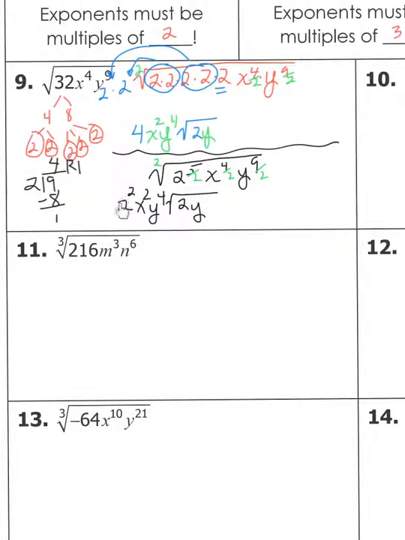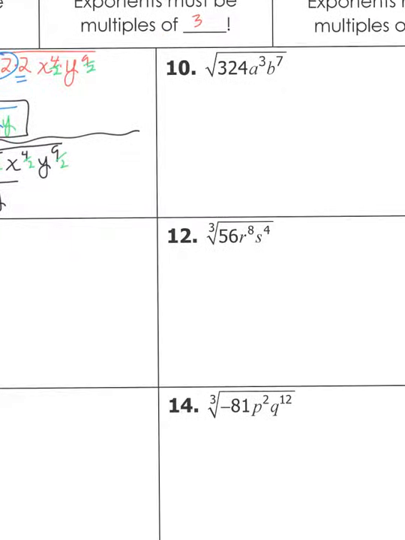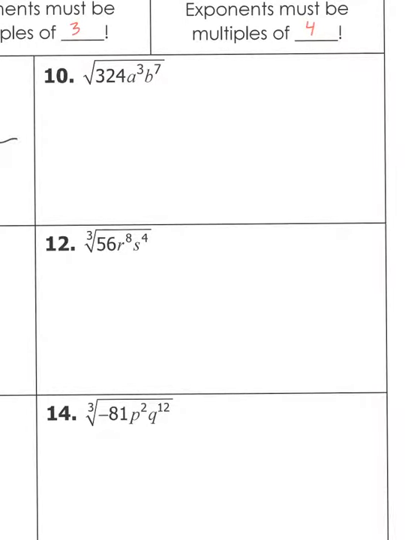And so 2 squared is 4, x squared y to the 4th, which is the same as this, with the 2y. So it doesn't matter which way you do it, you should get the same answer. So for number 10, I want you to try that one on your own.